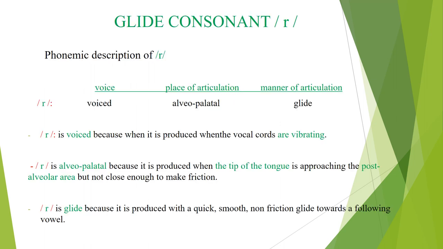The final glide consonant is ra. The phonemic description of ra is voiced alveopalatal glide. Ra is voiced because it is produced when the vocal cords are vibrating. Ra is alveopalatal because it is produced when the tip of the tongue is approaching the post-alveolar area behind the alveolar ridge, not close enough to make friction. However, ra is a glide because it is produced with a quick, smooth, non-friction glide towards a following vowel. It is always followed by a vowel.